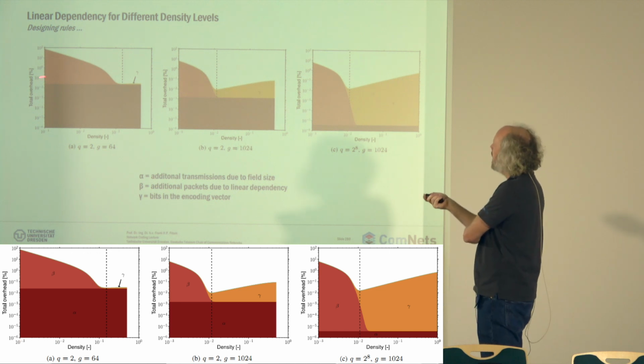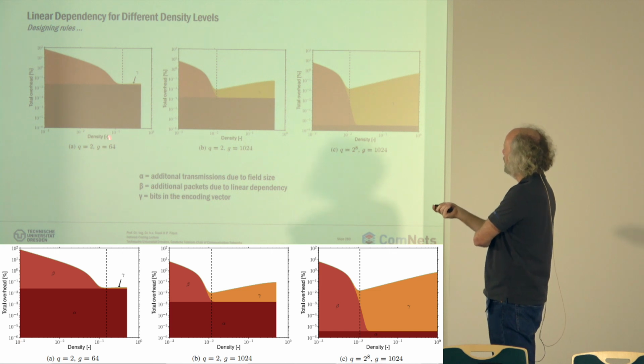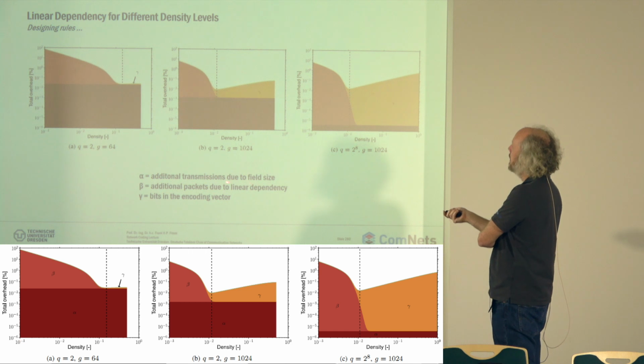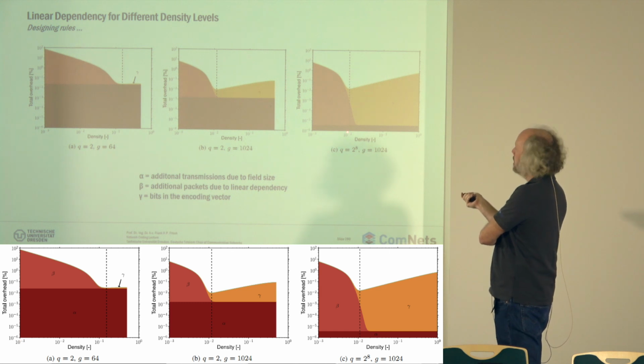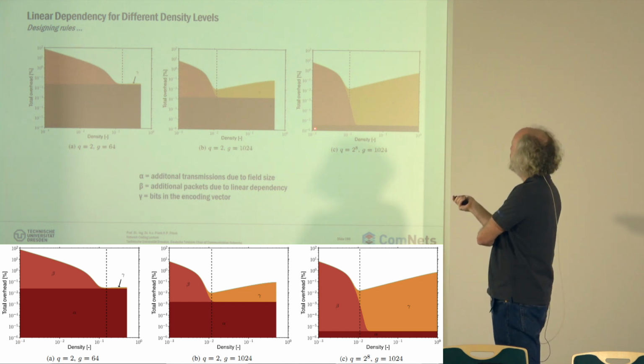So this brownish down here, this is alpha. You cannot see it here on the slide maybe. These are additional transmissions due to field size. So here we have a binary field, and this alpha is quite big. Higher fields, bing, it goes down. So the likelihood that you have to retransmit something is very low. Here it's quite high, okay?